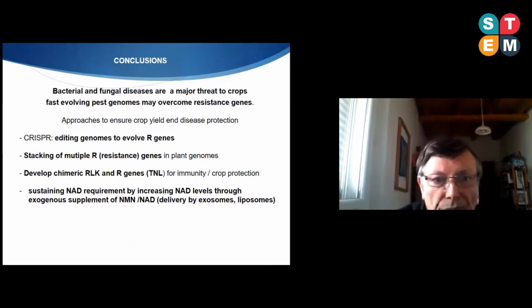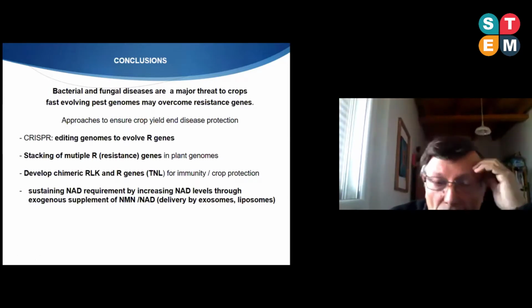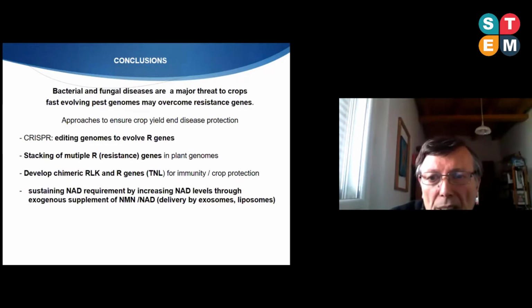Conclusion. To overcome bacterial and fungal disease, we have engineering technologies, but we also have the possibility to deliver exosomes or liposomes to supplement cells with nicotinamide mononucleotide or NAD.